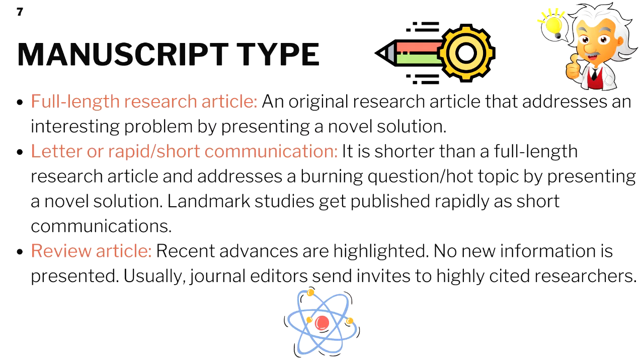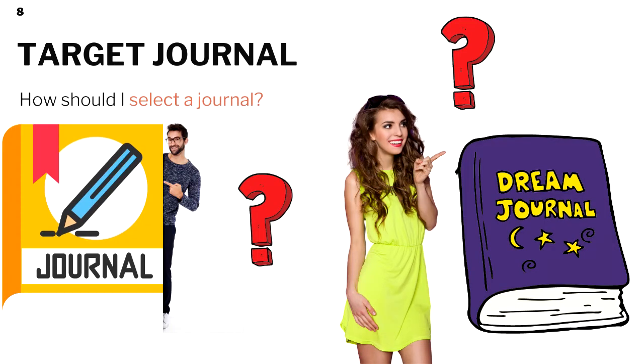When it comes to academic publishing, we generally come across three types of journal articles: a research article, a review paper, and a short or rapid communication. So now, let's see how to identify a target journal for your publishing needs.